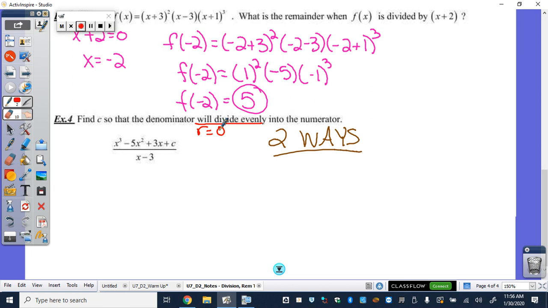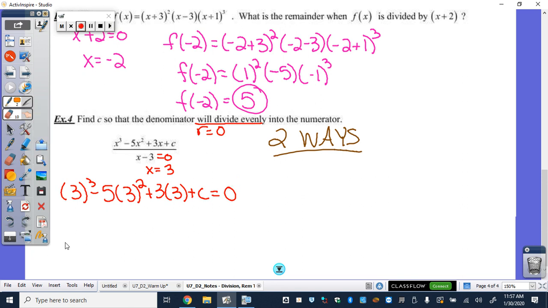So using the remainder theorem, set my divisor equal to 0. So that means I'm going to want to use a 3. So I'll plug a 3 in for all of my x's. And then I set it equal to 0 because I want it to divide evenly. I want that remainder of 0. So setting it equal to 0 will then let me solve for c.